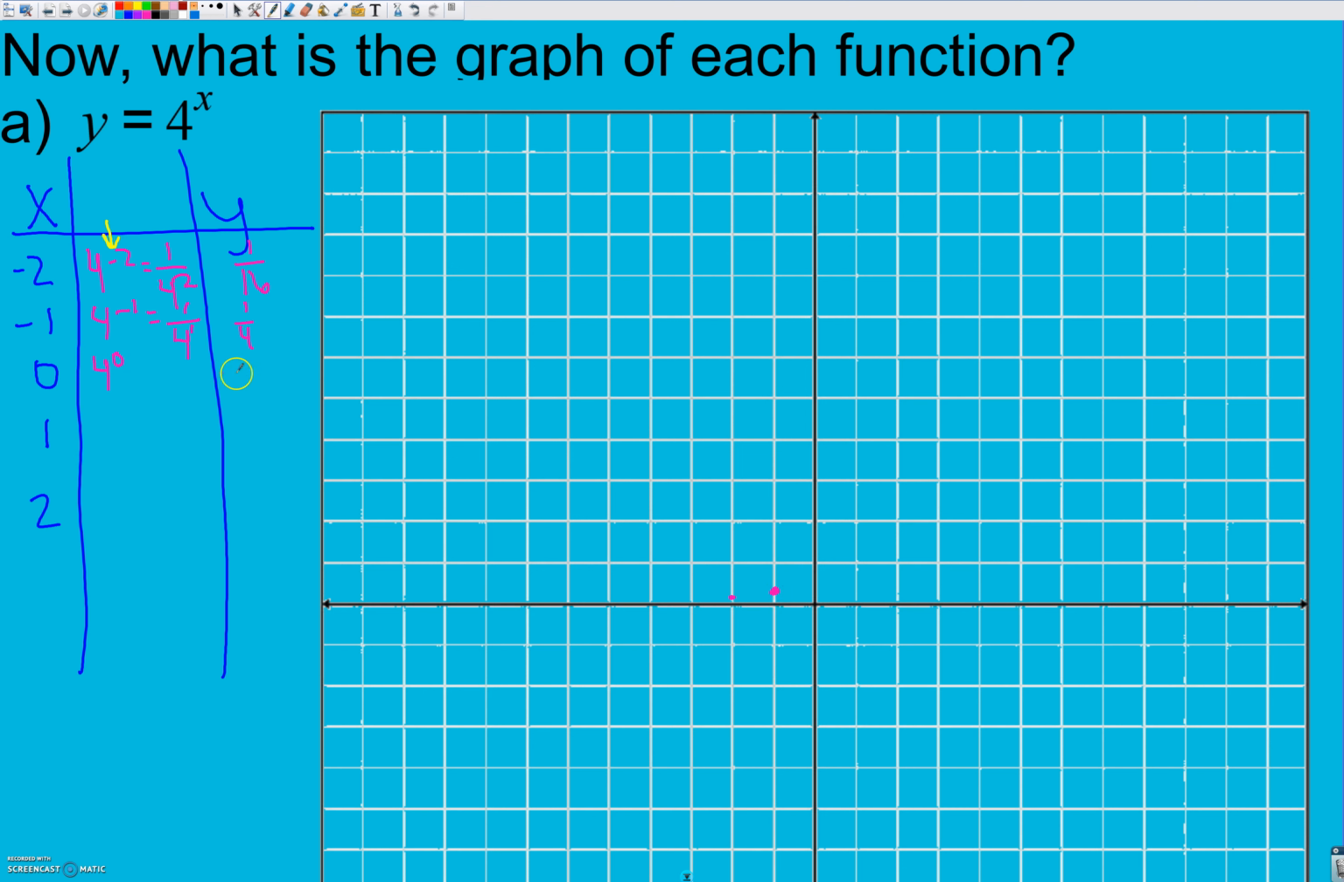4 to the 0 power, remember anything to the 0 power is 1. I have that up on my wall right by the little fire guy by the door. So 0, 1. 4 to the first power is 4, so 1, 4. And 4 to the second power is 16.